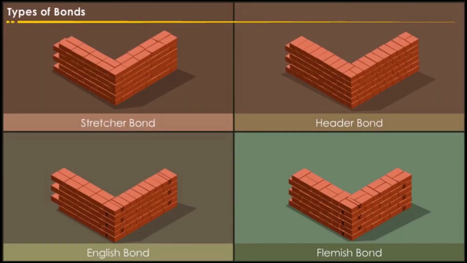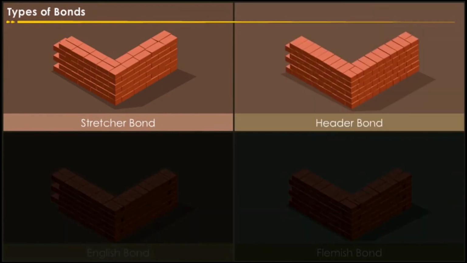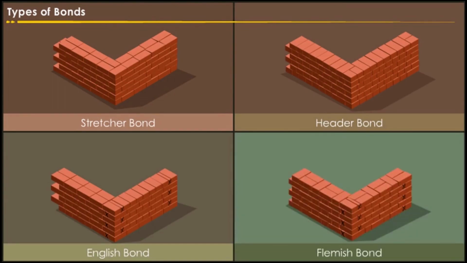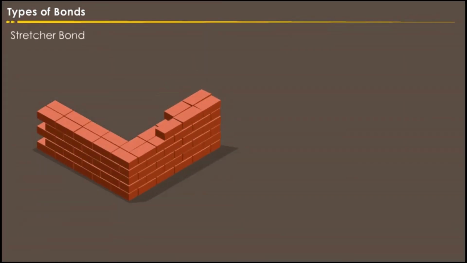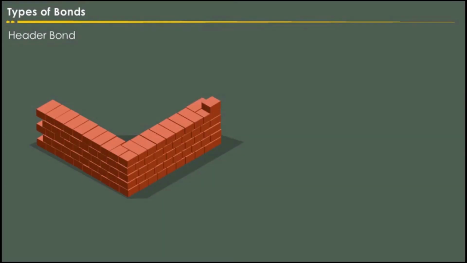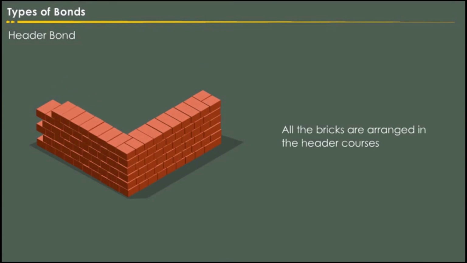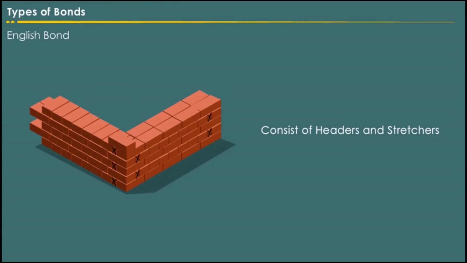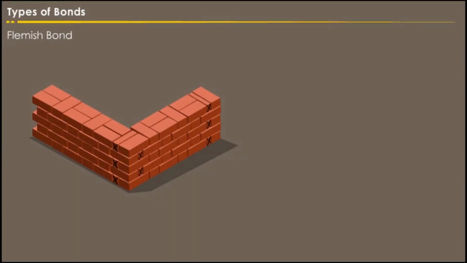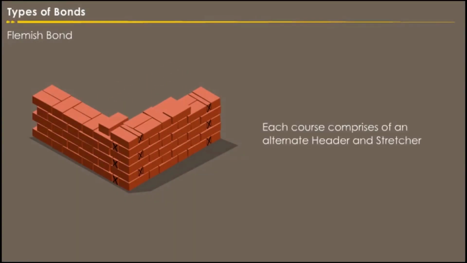The various types of bonds generally used in brick masonry are stretcher bond, header bond, English bond, and Flemish bond. In stretcher bond masonry, all the bricks are arranged in stretcher courses. In header bond brick masonry, all the bricks are arranged in header courses. English bond courses consist of headers and stretchers. In the Flemish bond, each course comprises alternate headers and stretchers.